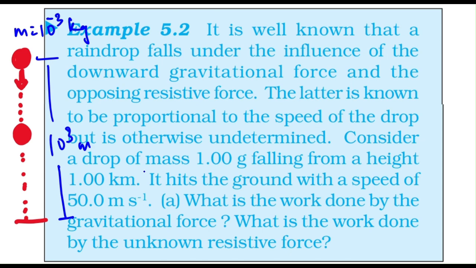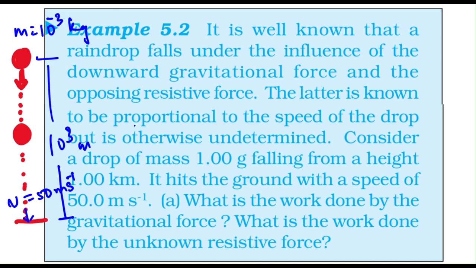Okay. What is happening? It hits the ground with a speed of 50 meter per second. So if the final velocity of this raindrop, let's say v, is 50 meter per second, we have to find out the work done by the gravitational force and then the work done by the unknown resistive force. Actually, we know this resistive force. What is it? This is drag. So we have to calculate the work done by the gravitational force.